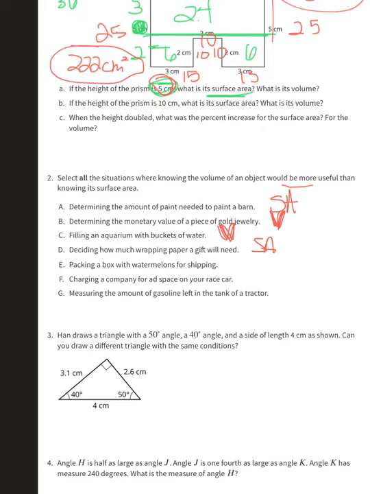Letter E, packing a box with watermelons for shipping. Packing a box, so we're filling the box, so that's volume. Letter F, charging a company for ad space on your race car, so you're covering your race car with an ad, so that would be surface area. And letter G, measuring the amount of gasoline left in the tank of a tractor. Well, we fill up the gas tank, so that would be volume. So surface area, volume, volume, surface area, volume, surface area, volume.